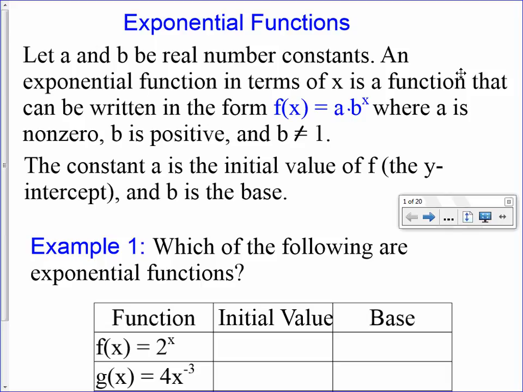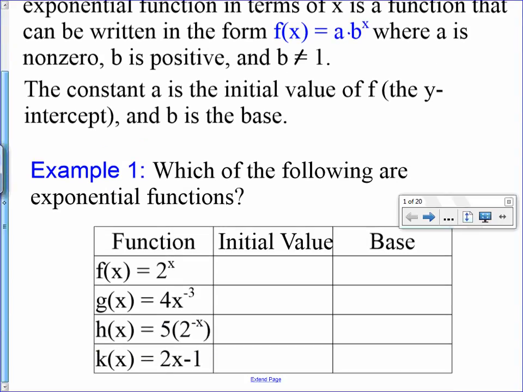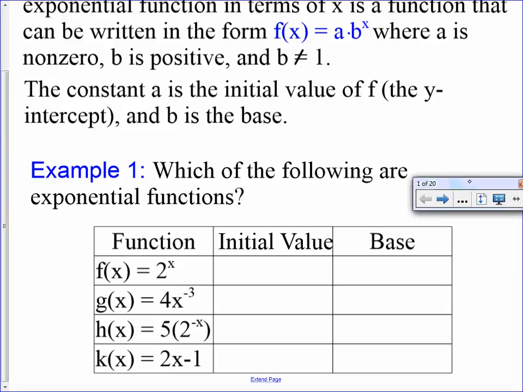Okay, so in the first example, we're just going to practice identifying exponential functions. In this table, which of the following are exponential functions? Well, the first one is f of x equals 2 to the x power. That is exponential. You can tell because the exponent is the variable. So the initial value here, meaning a, is actually 1. If you don't see a there, it's understood to be 1. And the base, or b, is 2.